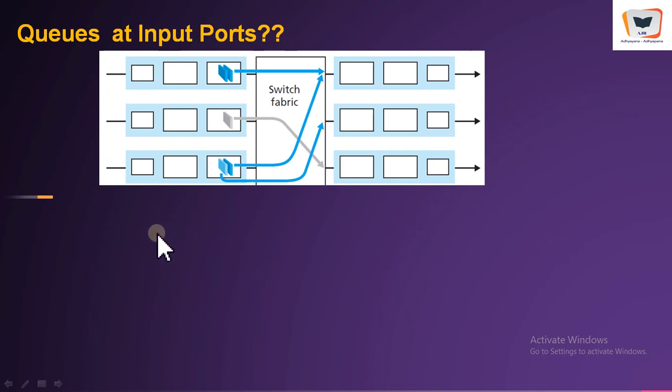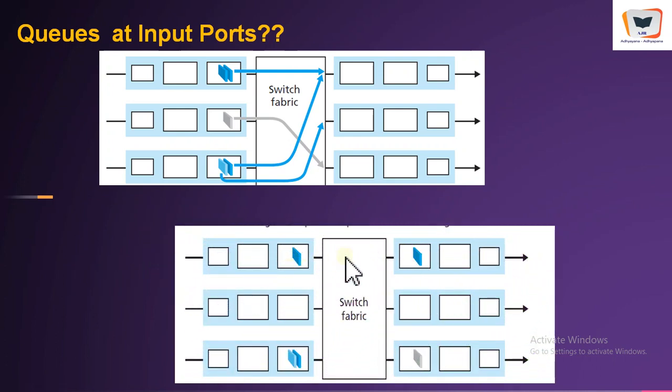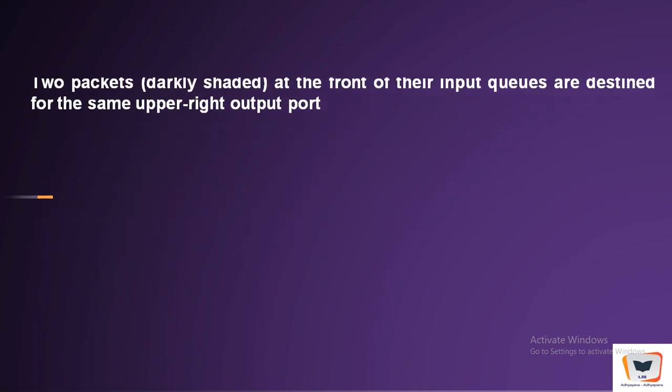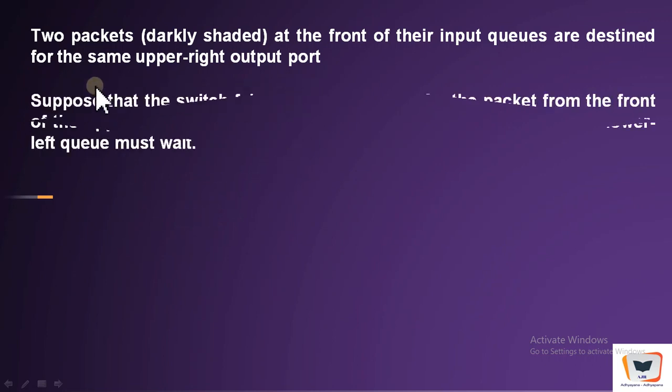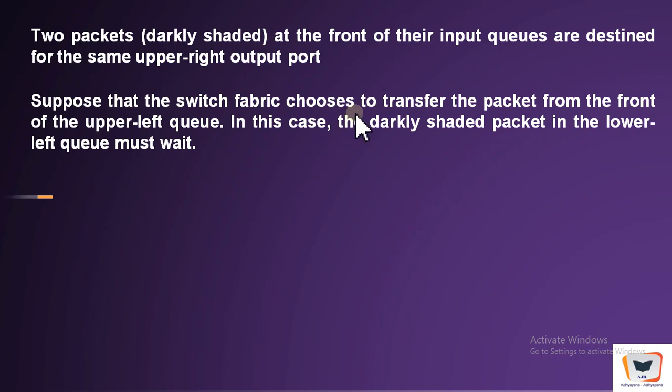So whenever such situations arise, definitely queues will also be formed at the input port. This is the situation: it has gone and this will be going and this will also be going. Until then it has to wait, though its destination port is this one, though this is empty and there are no contenders as far as this particular port is concerned. Two packets darkly shaded at the front of their queues are destined for the same upper right output port. That's what I explained.